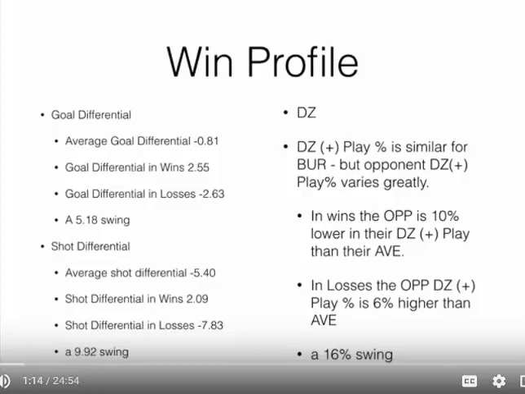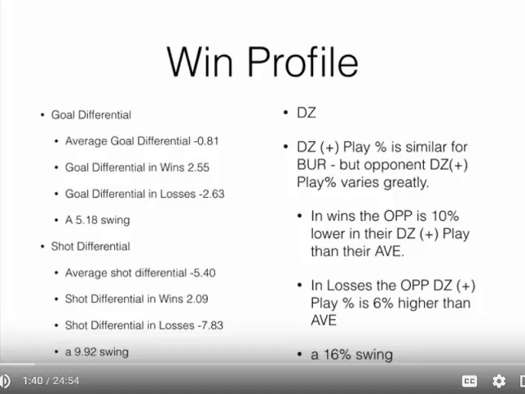Now when we look at shot differential, it's very similar. The average shot differential was that we were getting outshot by almost 5.5 shots per game. The shot differential in wins, we were +2, but shot differential in losses, we were almost -8. So nearly a 10 shot swing, which to me, I thought was fairly significant.